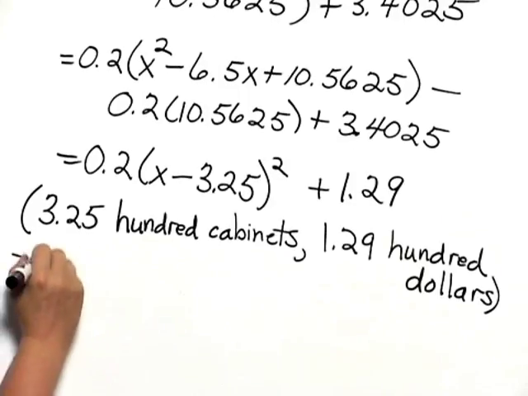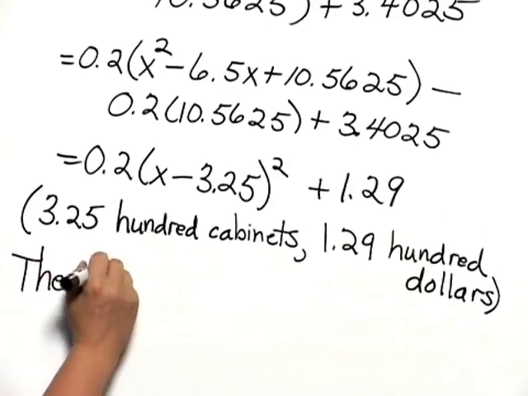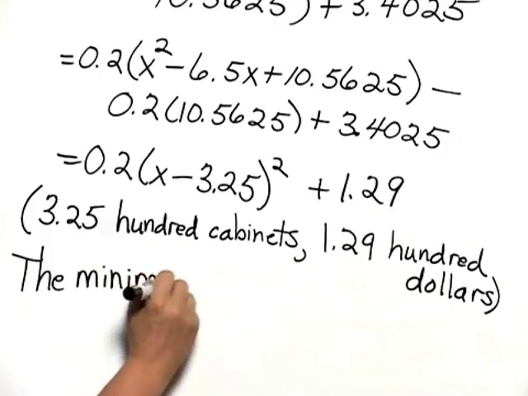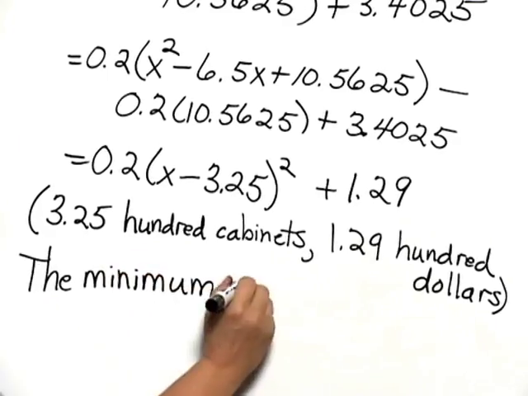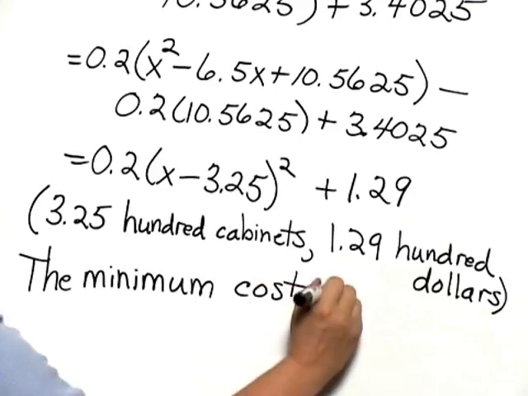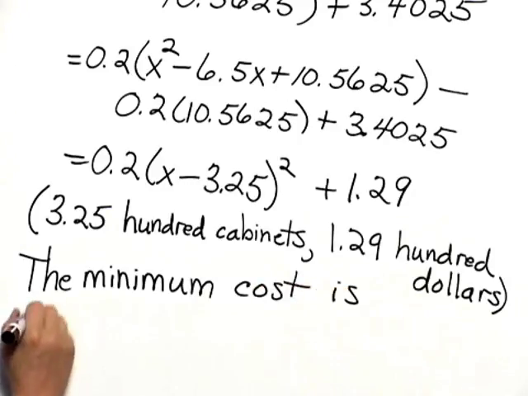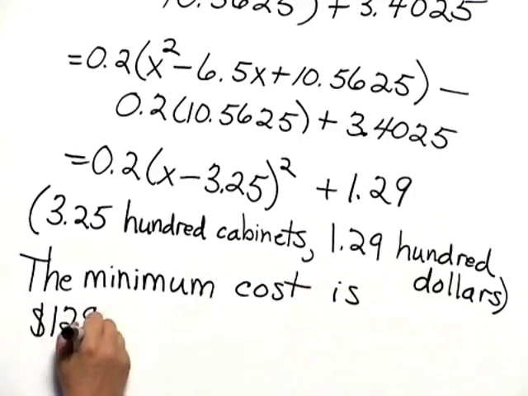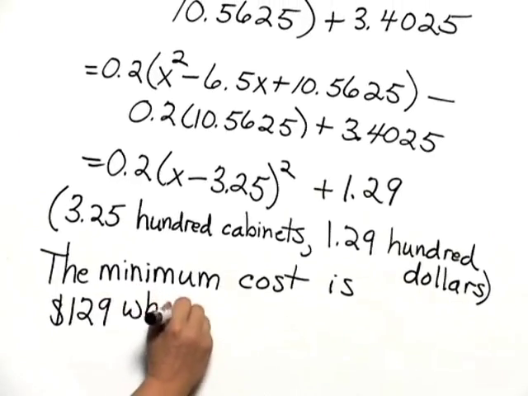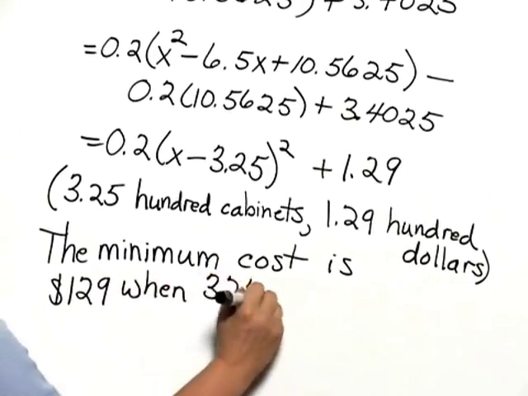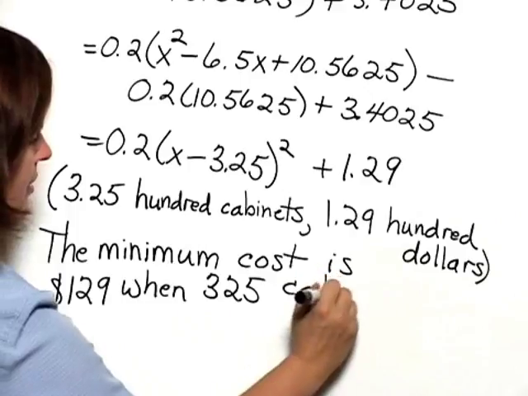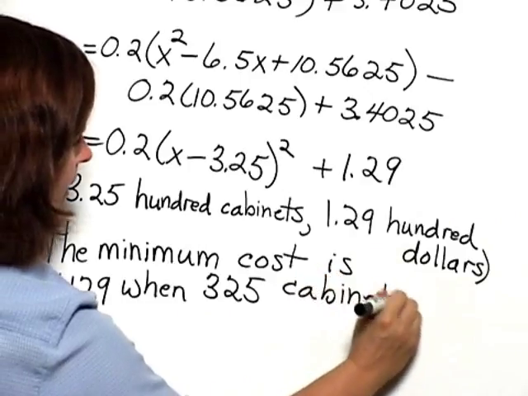So I can state that the minimum cost, and this would be the f of x coordinate here, the minimum cost is $129 when 325 cabinets are built.